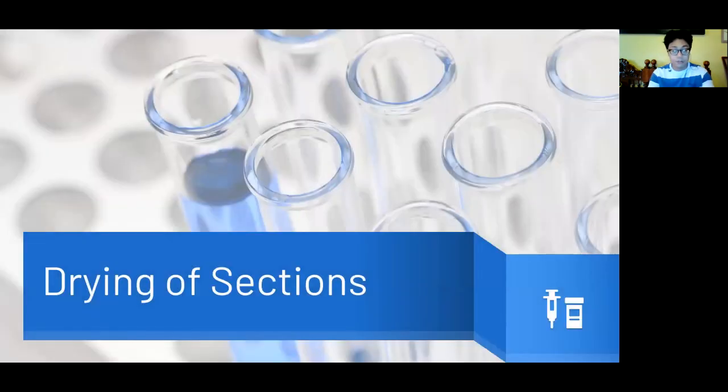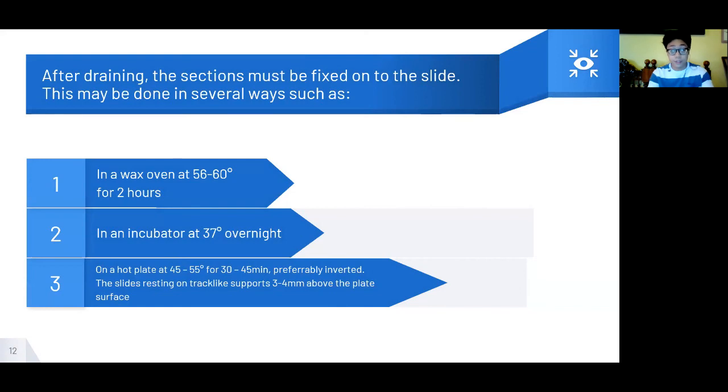Drying of sections. After draining, the sections must be fixed onto the slide. This may be done in several ways, such as in a wax oven at 56 to 60 degrees for 2 hours, in an incubator at 37 degrees overnight, on a hot plate at 45 to 55 degrees for 30 to 45 minutes, preferably inverted, with the slides resting on track line supports 3 to 4 millimeters above the plate's surface.